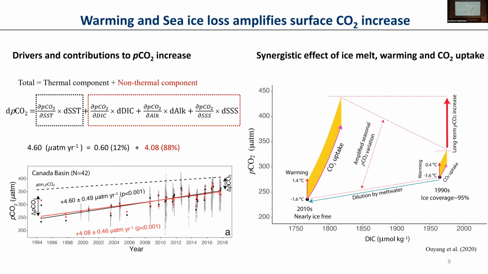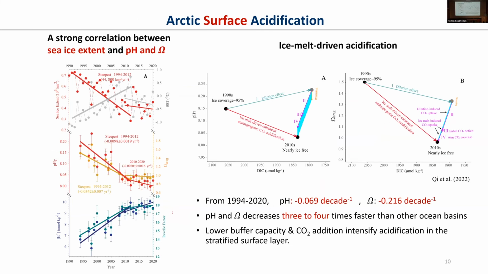Another process is dilution by meltwater. The meltwater dilutes the surface seawater, giving it a lower initial pCO2 after the ice melts. And without ice cover, a lower pCO2 will allow a larger CO2 uptake, which leads to a large DIC increase. As a result of the DIC increase at the surface, pH and omega also decrease.